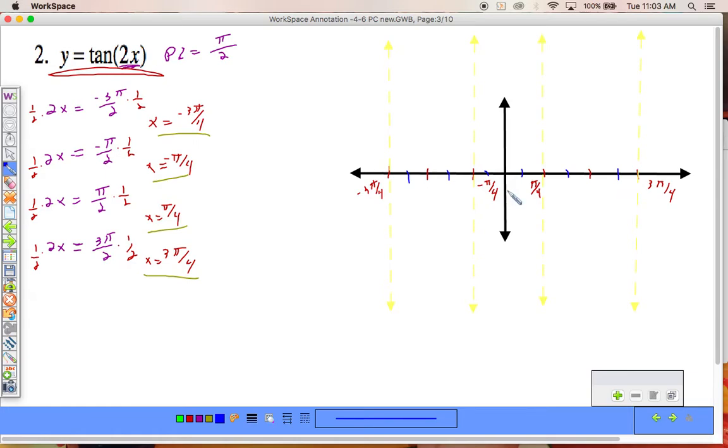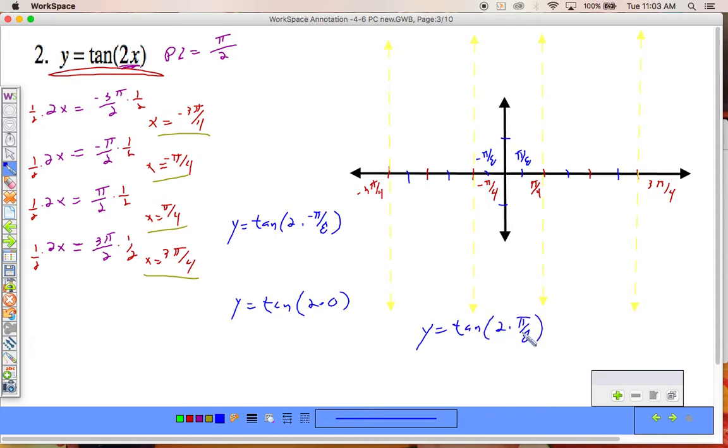So between 0 and pi over 4, that middle is pi over 8. Between 0 and negative pi over 4 is negative pi over 8. Now I'm going to take those values, y equals the tangent of 2 times negative pi over 8, y equals the tangent of 2 times 0. I'll move over here, y equals the tangent of 2 times pi over 8. And I'm going to evaluate.